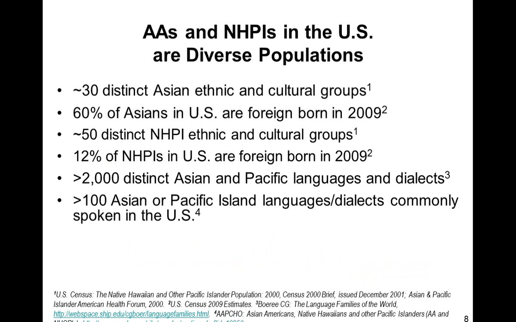The Asian American and Native Hawaiian Pacific Islander population in the U.S. are a very diverse population. And this kind of diversity has an incredible impact in terms of access to care, policy, people's lived experiences, how they self-define, how they choose to categorize themselves, how others categorize them. So for example, there's 30 distinct Asian ethnic and cultural groups, and 60% of Asians in the U.S. are foreign born. And while this is 2009 data, 50 distinct Native Hawaiian Pacific Islander ethnic and cultural groups, 12% are foreign born. There's an incredible number of languages and dialects that are spoken between these two communities.